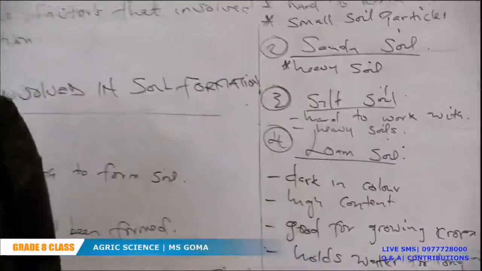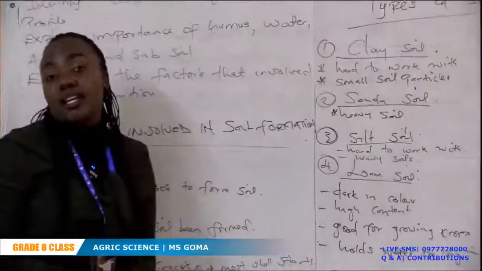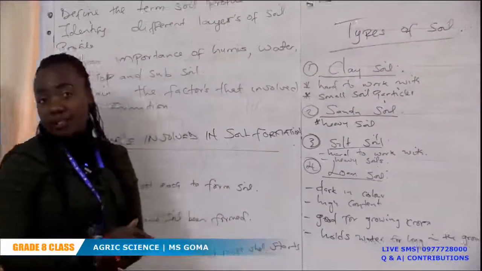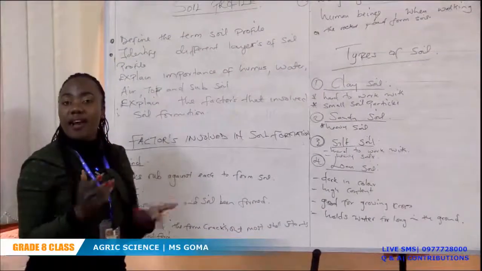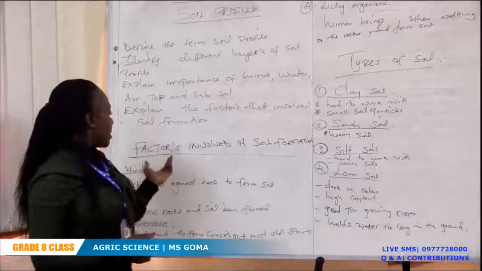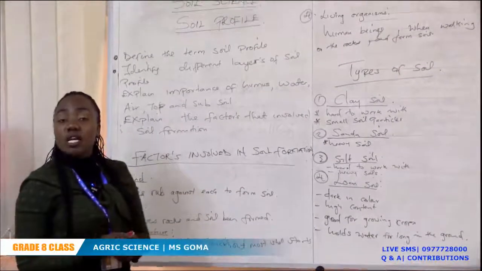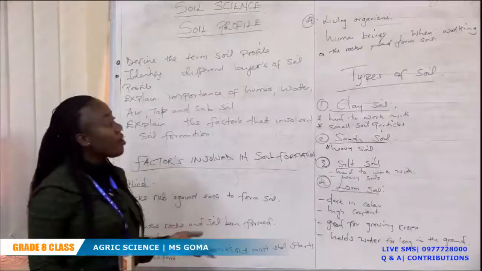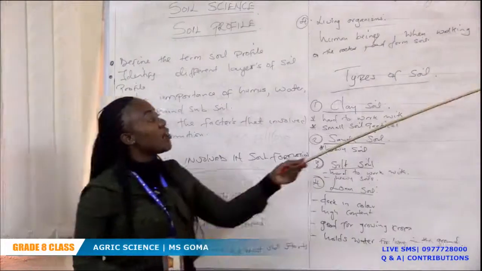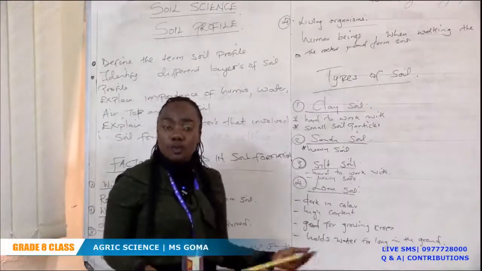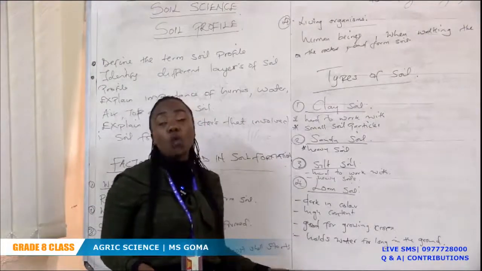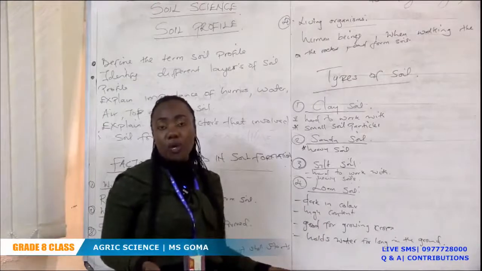Okay, so in today's lesson, we'll end here. At least we've defined what a soil profile is. We've identified different layers of a soil profile, the importance of water, humus, and air, and we've also learned about the factors that are involved in soil formation. Apart from that, we've also looked at the types of soil, where we have clay soil, sand soil, silt soil, and loam soil, and we know which soil is the best for growing crops.